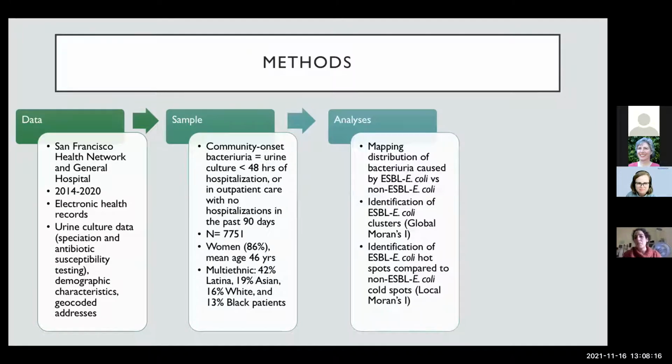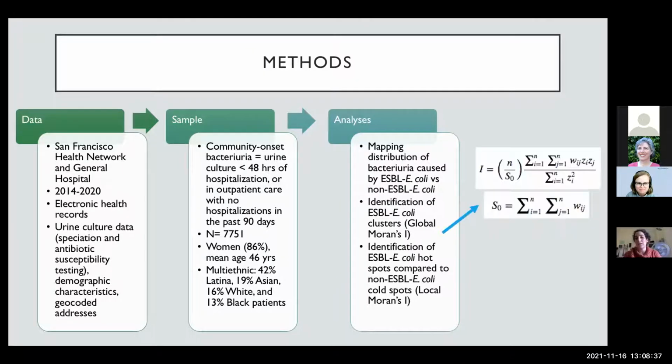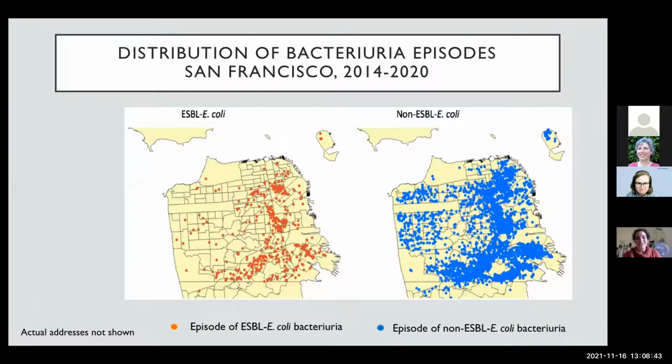So we mapped the distribution of bacteria caused by ESBL E. coli versus non-ESBL E. coli. So this includes other drug-resistant E. coli. We also looked for clusters using global Moran's I, and we tried to identify some hotspots using local Moran's I. And I'm showing this to you, but I'm talking to a crowd that is very well versed in GIS, and so you don't need those little formulas.